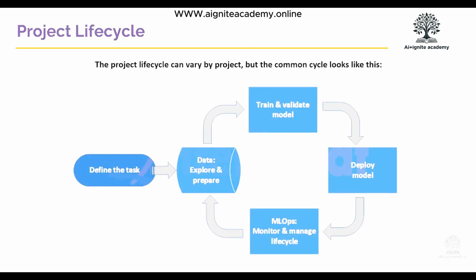Coming to the next one. This is how a sample project in MLOps will look like. First of all, you are defining the tasks and connecting it to a data source, and it will be explored and prepared. Once the data is prepared, you're going to train and validate the model. And train and validate the model will have multiple phases. First of all, split the data into two parts in order to train it and then test it.